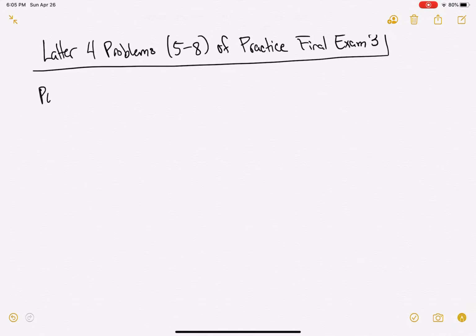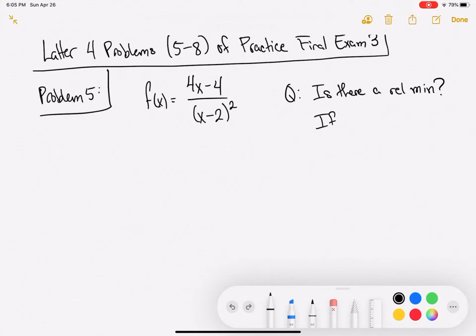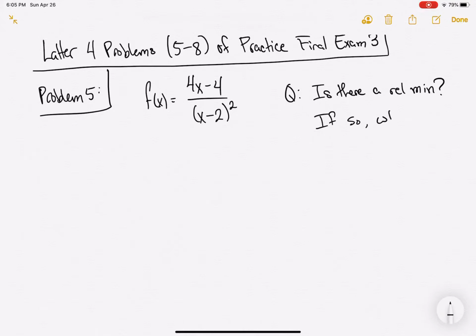Says, let f of x equal 4x minus 4 divided by x minus 2 squared. Ask the question, is there a relative minimum? And if so, what is it?